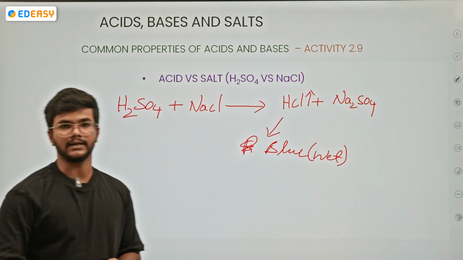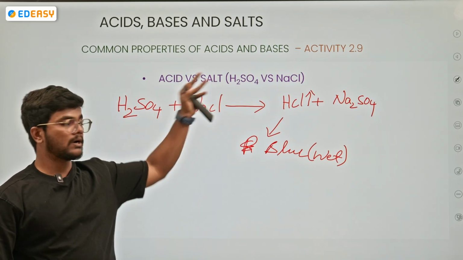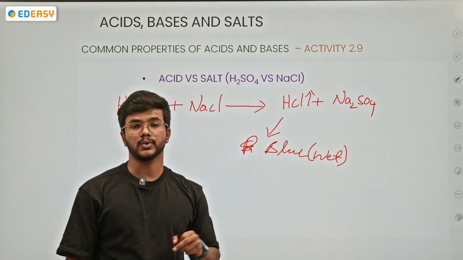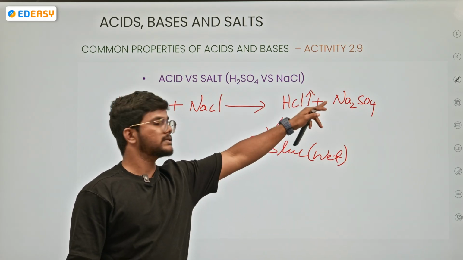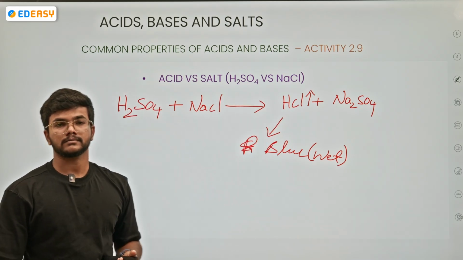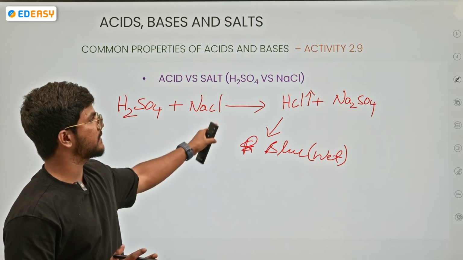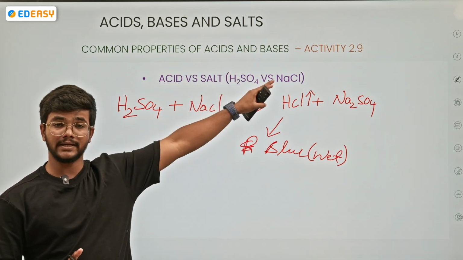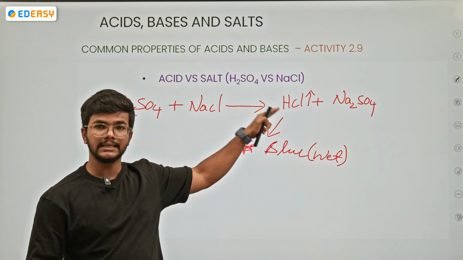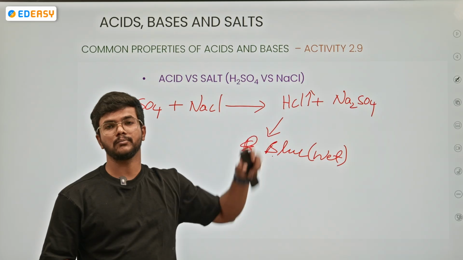not the dried one. Okay, so hope you understand this acid and salt reaction. It gives HCl gas plus Na2SO4, sodium sulfate. Sodium sulfate is a salt and HCl is a gas formed in this. Hope you understand this acid and salt experiment with activity 2.9. Just go through the textbook. In this activity, the HCl gas is released, and it can be identified with wet blue litmus paper.